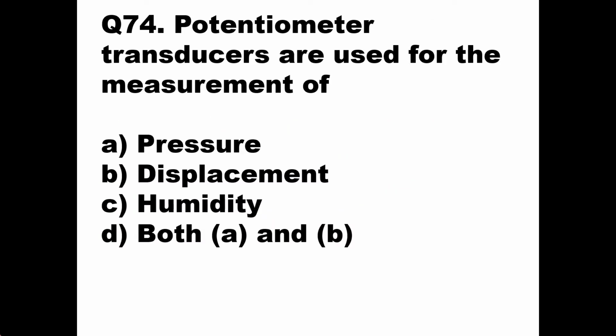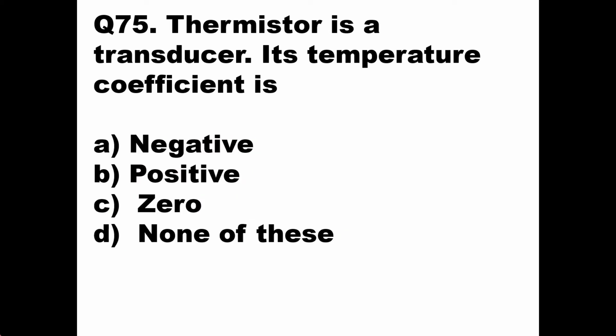Then we'll go to the next question, question number 74. Potentiometer transducers are used for the measurement of pressure, displacement, humidity, or both pressure and displacement. So here pressure and displacement are two mechanical functions which can change the resistance of a potentiometer. So potentiometer transducers are used for measurement of pressure and also displacement. So here option both A and B, that is the D option, will be the right answer. Then we'll go to the next question.